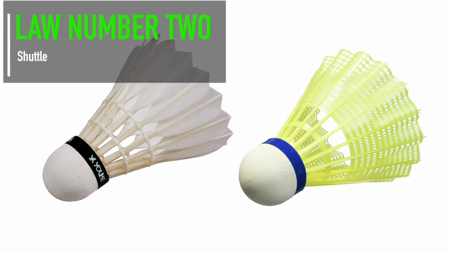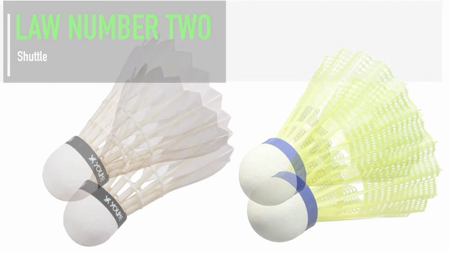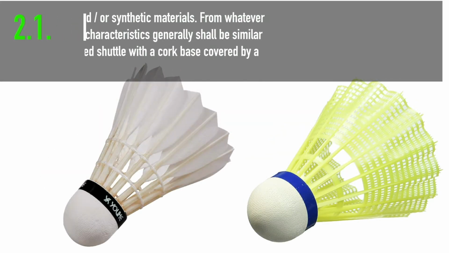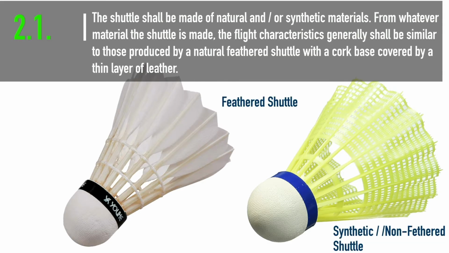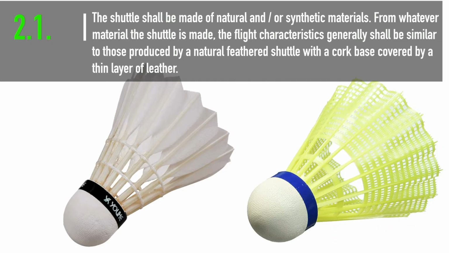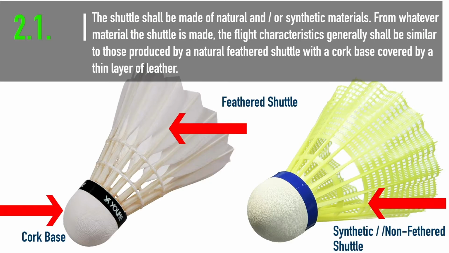Law number 2: Shuttle. The shuttle shall be made up of natural and or synthetic materials. From whatever material the shuttle is made, the flight characteristics generally shall be similar to those produced by a natural feathered shuttle with a cork base covered by a thin layer of leather.